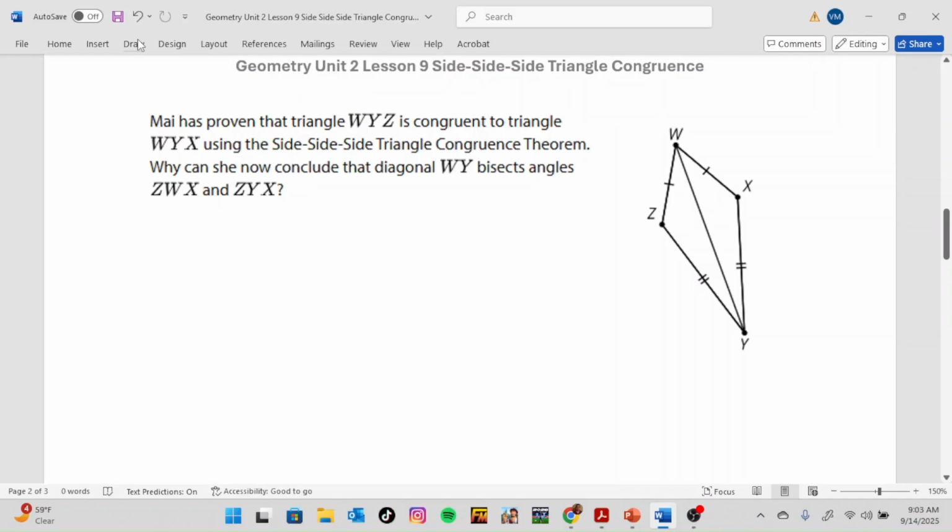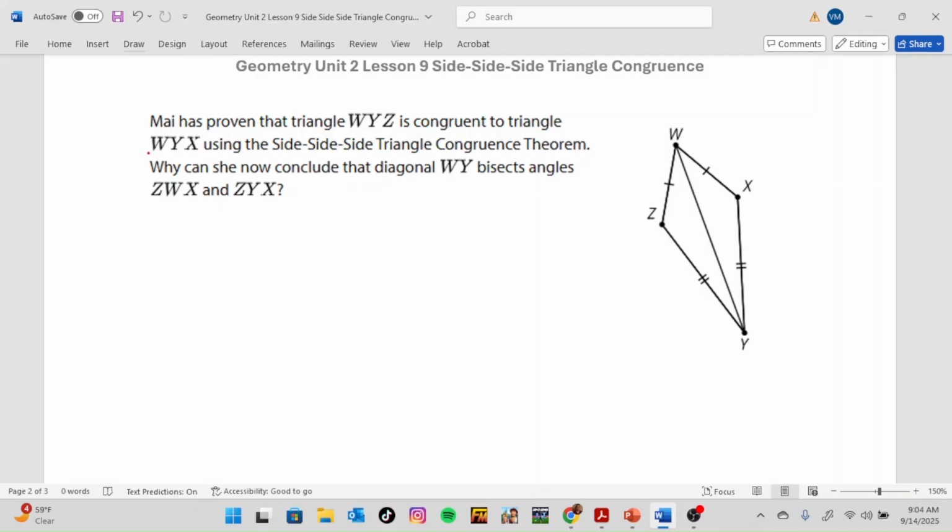Practice problem number 2. Mai has proven that triangle WYZ is congruent to triangle WYX. Using the side-side-side triangle congruence theorem, why can she now conclude that diagonal WY bisects angles ZWX and ZYX?